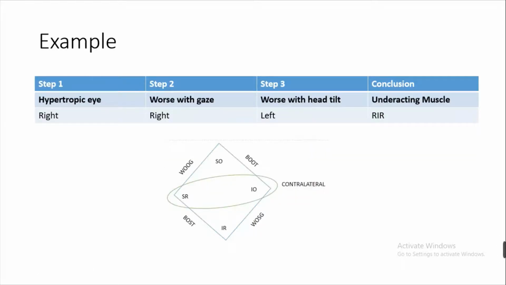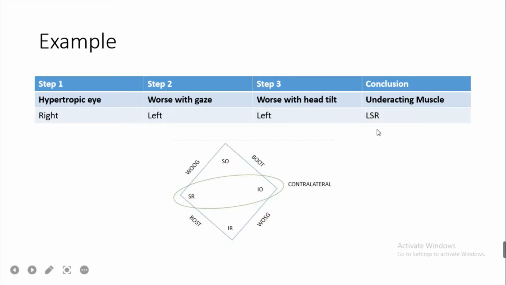So let's start with an example. If the patient has hypertropia of the right eye and it worsens on the same gaze, the right eye is hypertropic and it worsens on the same gaze, so it will be in this area. If it is worsening with the head tilt of the opposite eye, which means it is best on the same tilt, so worst on the same gaze and best on the opposite tilt, the common extraocular muscle involved is the inferior rectus, so the right side inferior rectus muscle is involved.